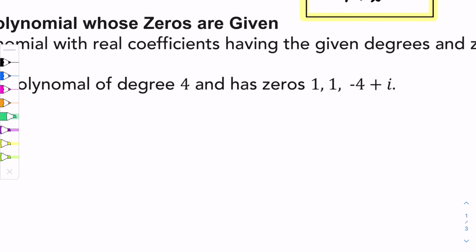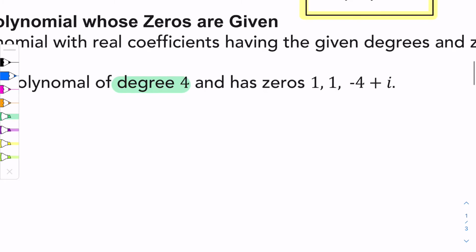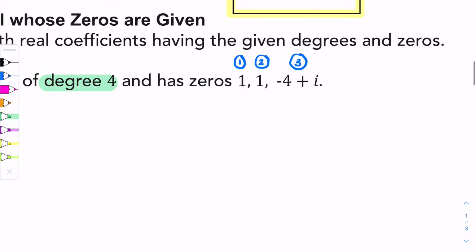This we have a degree of 4, so at most we'll have 4 zeros, but definitely not more than that. Let's count our zeros. We have a 0 at 1, we have a 0 at 1 again, we have a 0 right here at 4 plus i. But don't forget, we also need this conjugate because whenever you have an imaginary unit, you must include the conjugate.